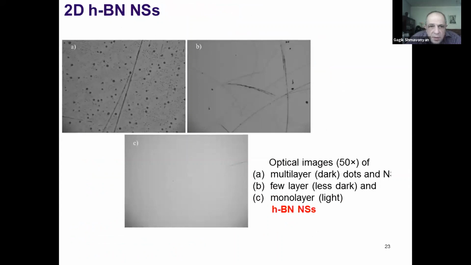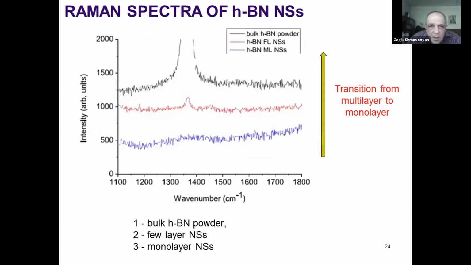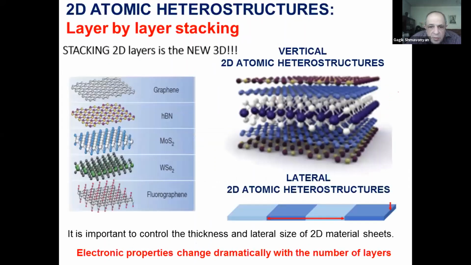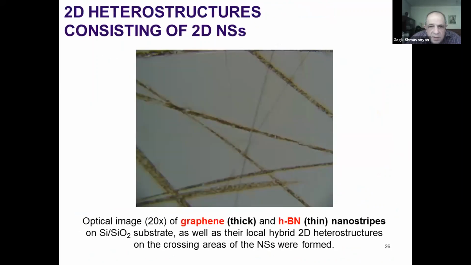Besides graphene, we also got hexagonal boron nitride nanostripes. You can see here optical images, and also Raman spectra, which confirm the existence of these nanostripes. We also succeeded in getting heterostructures by layer by layer stacking, and we succeeded in getting vertical and lateral two-dimensional atomic heterostructures. Here is an example of graphene and hexagonal boron nitride nanostripes on a silicon substrate.